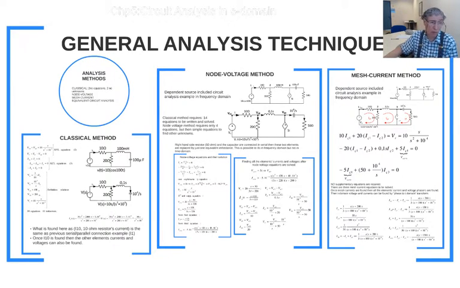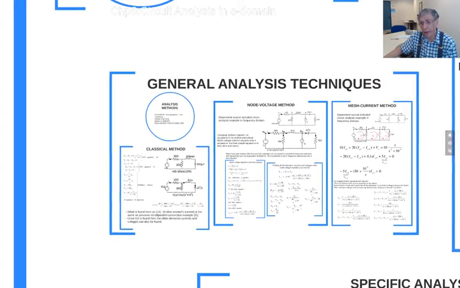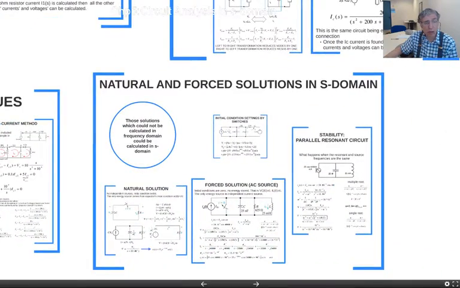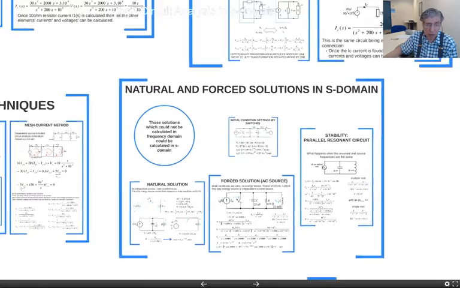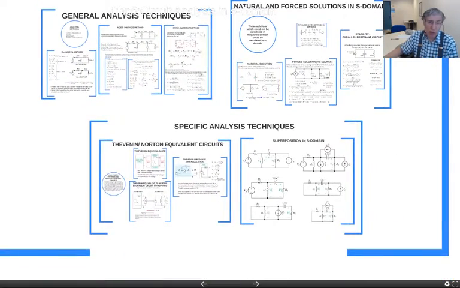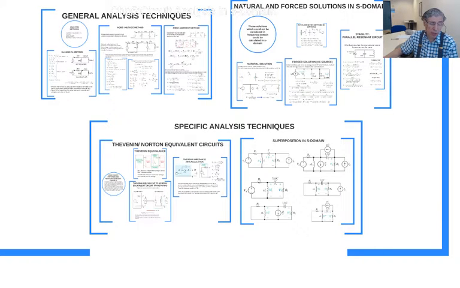In this video we will be examining this classical method, and then later on we are going to examine natural and forced solution in S domain. These are the solutions that we couldn't calculate in frequency domain. Now in S domain we will be doing so. Specific analysis techniques, if we are dealing with only one of the element, which is output element, this element current and voltage, then we use these special analysis techniques. These techniques include Thevenin and Norton equivalent circuits.